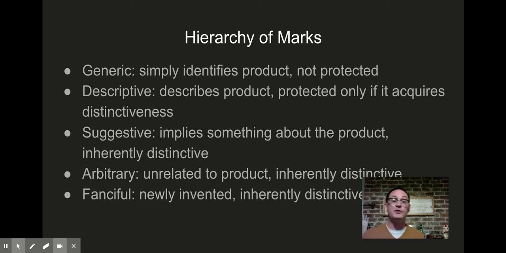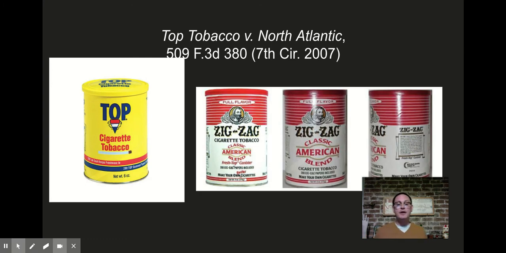Okay, so we talked a little bit about the hierarchy of marks, sort of a framework that courts use in order to try to evaluate, or maybe more cynically, explain their evaluation of whether a particular mark is actually sufficiently distinctive to be protected by trademark law in the first place, and therefore the potential subject of a trademark infringement action. Let's think about how the infringement analysis actually works in practice.